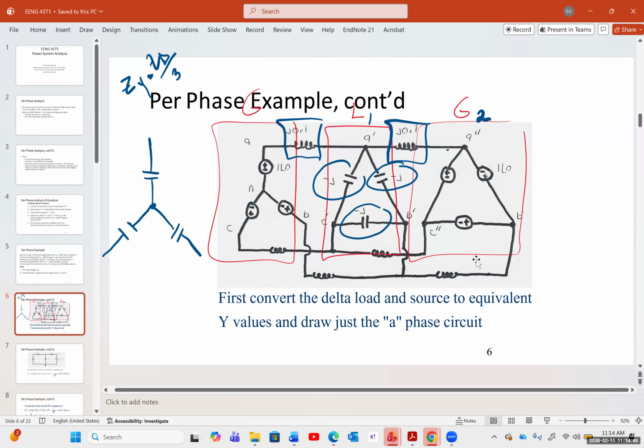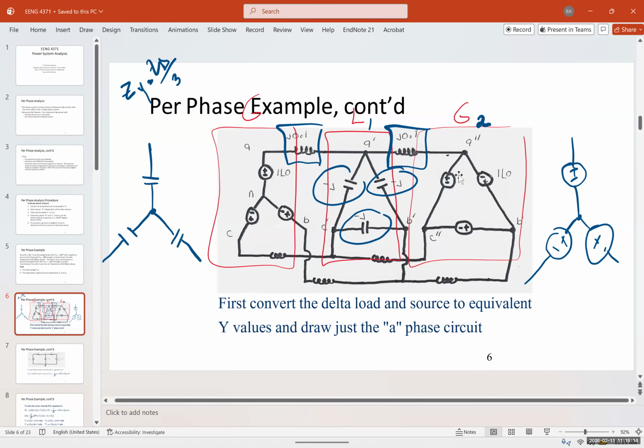What about the source that we have, the other generator? If I want to convert that to a Y source, what is the voltage of each phase going to be? Do you remember the relation between line voltage and phase voltage in a delta connection? So in a delta connection, what is the relation between V phase and V line?